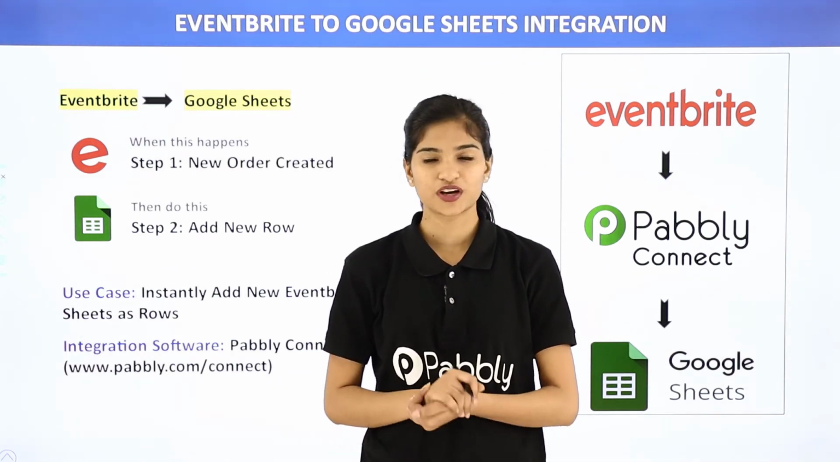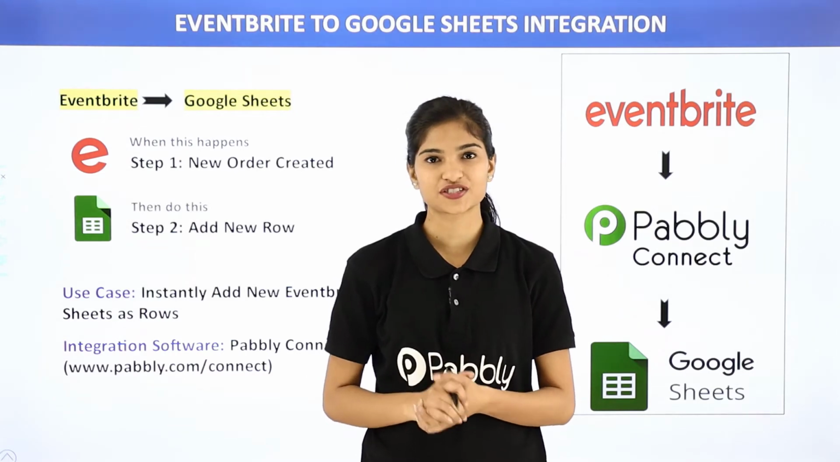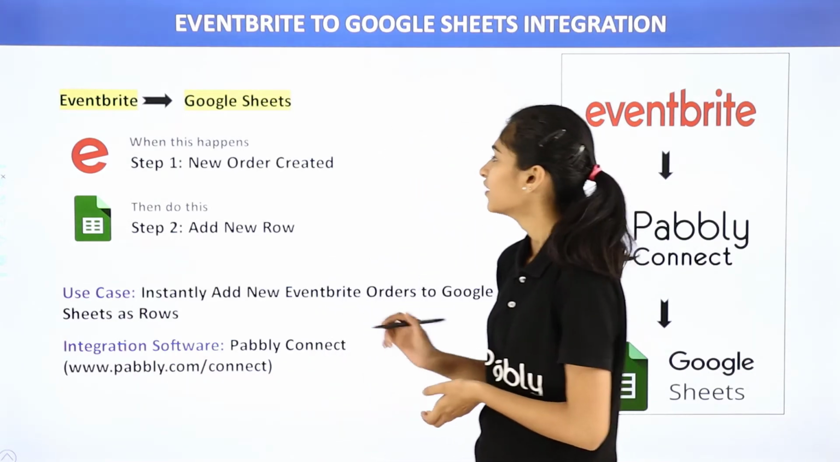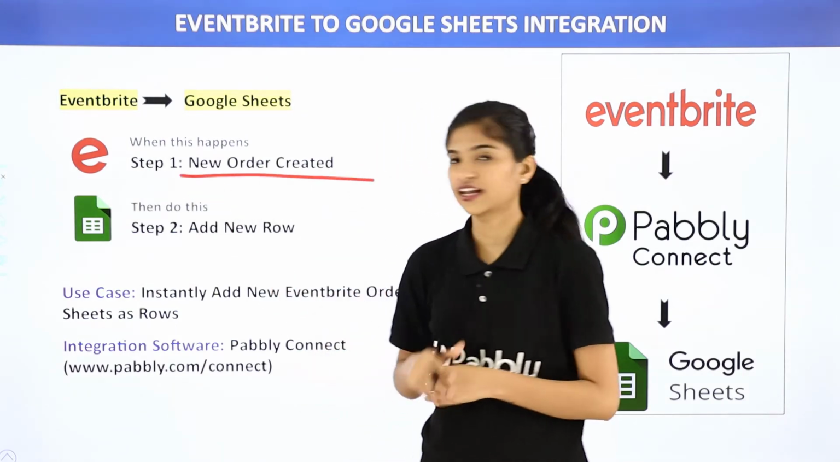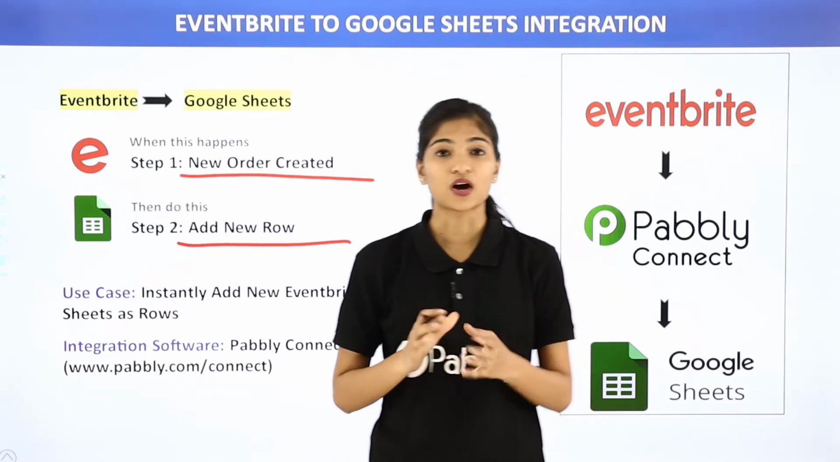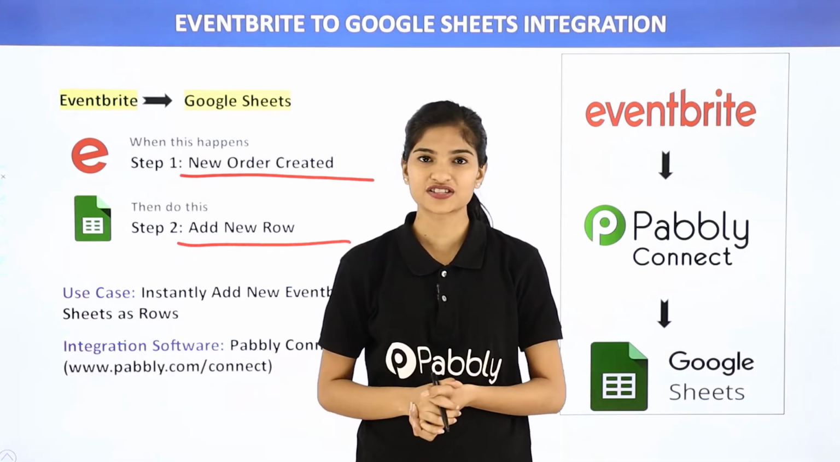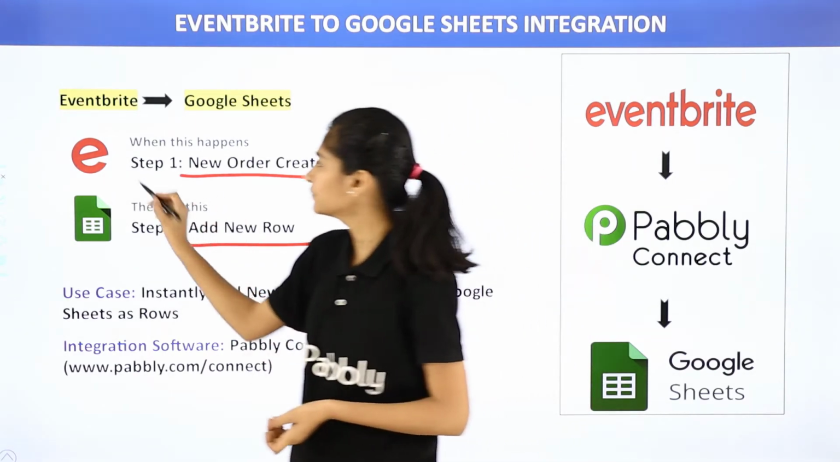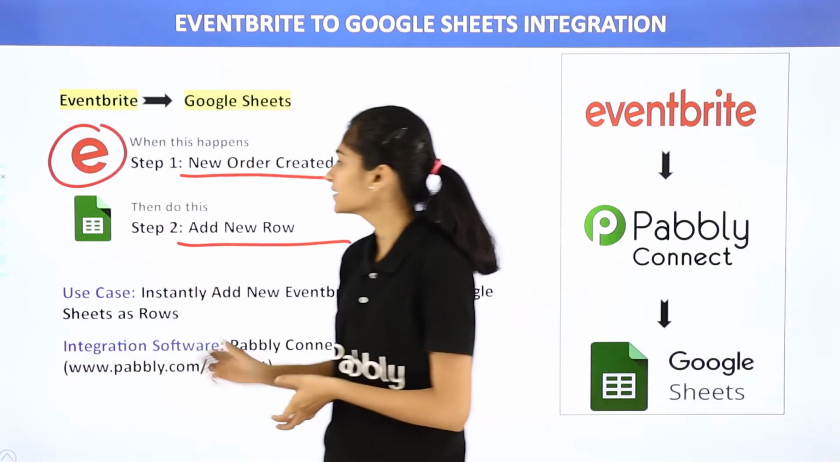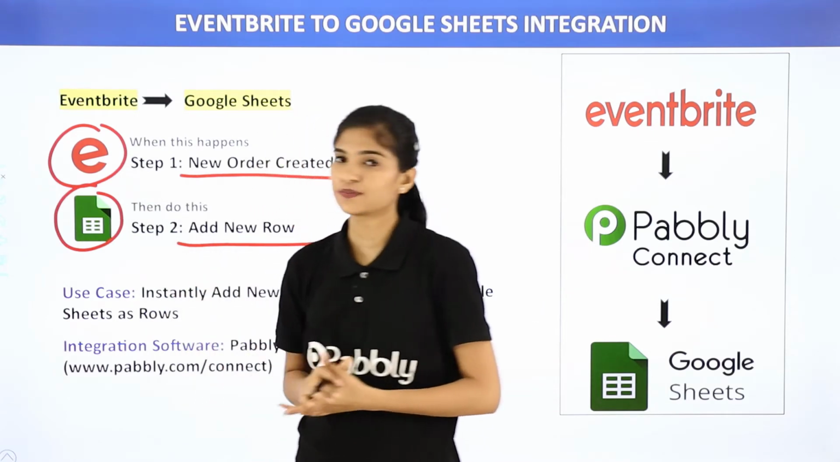Today in this video, we are going to integrate two software applications, Eventbrite and Google Sheets. So the use case here is, whenever a new order is created in Eventbrite, automatically add a new row in Google Sheets. Now let us know what these two software applications are all about. Eventbrite is an event management solution and ticketing website, whereas Google Sheets is an online spreadsheet program.